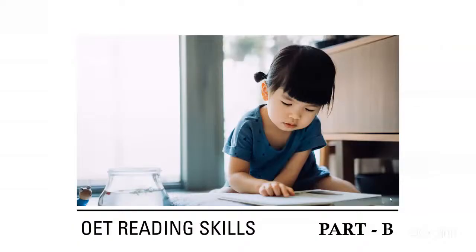So OET reading skills part B. We are going to do 6 questions together for part B now, one after another. A sequence of 6 questions from the teacher's handbook.